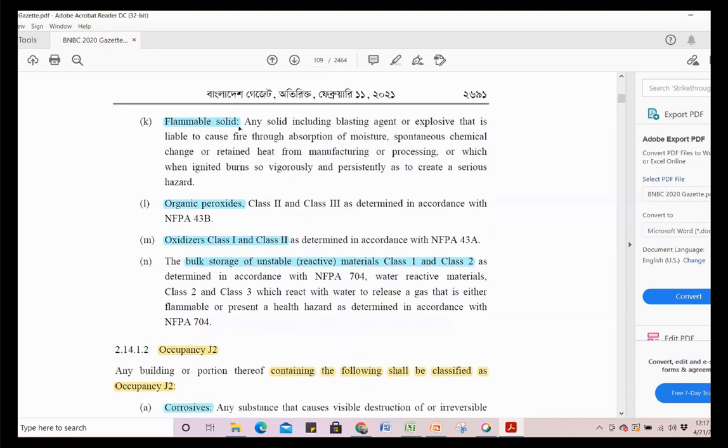Flammable solid is any solid, including blasting agent or explosive, that is liable to cause fire through absorption of moisture, spontaneous chemical change, and retained heat from manufacturing and processing, or which, when ignited, burns so vigorously and persistently as to create a serious hazard. So these are flammable solids.